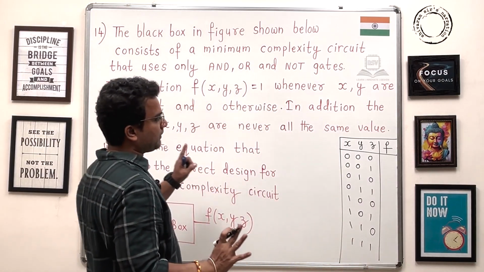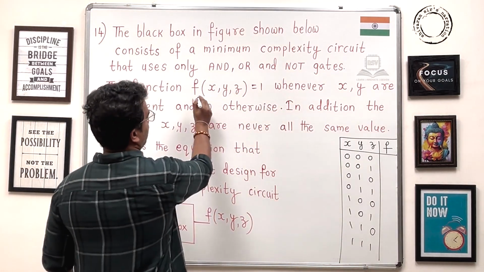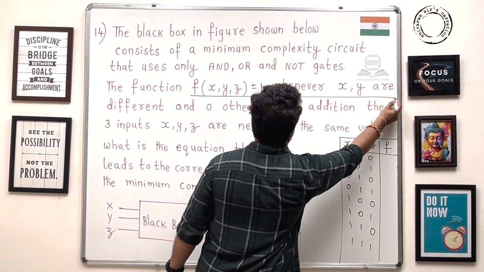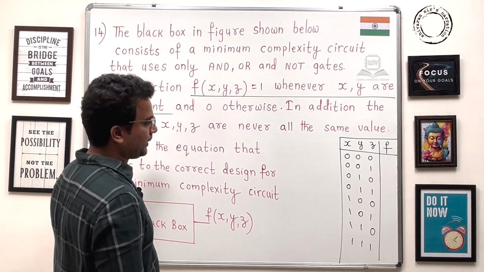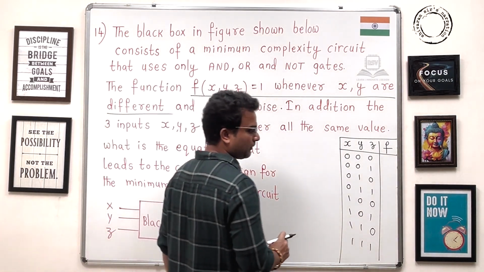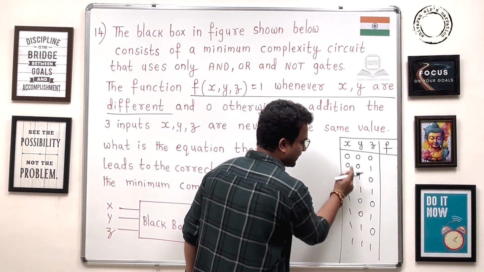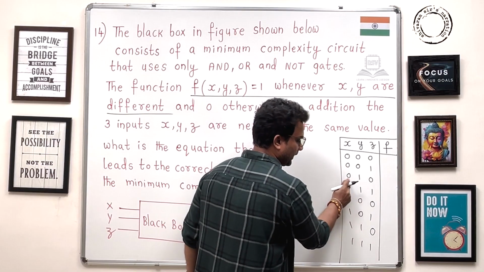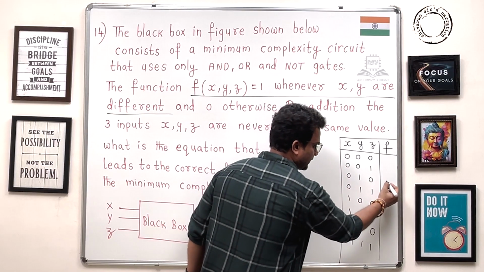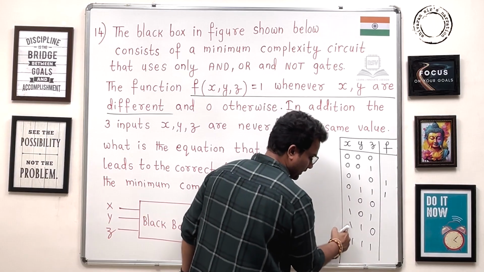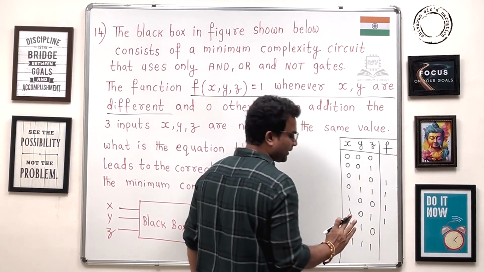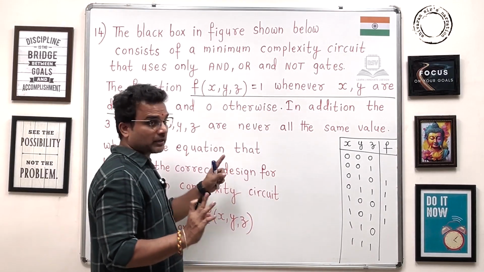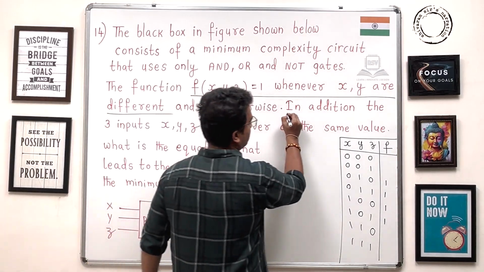Now, what is the requirement? Design requirement: F of x, y, z is equal to 1 when x and y are different. When x and y are different, here x, y is 0, 1, so you will get 1. Here also 1, 0, you will get 1. And 0 otherwise. However, there is one more requirement.